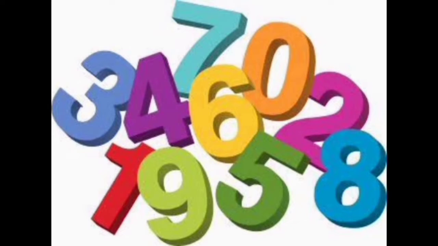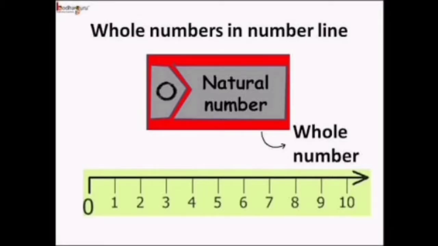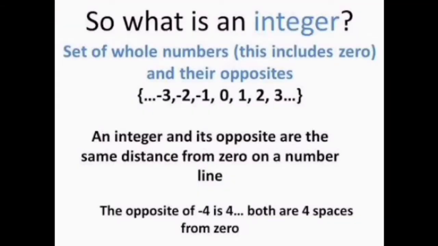We have seen what natural numbers are. Natural numbers are 1, 2, 3, 4 and whole numbers are 0, 1, 2, 3, 4, and so on. Integers include those numbers along with -1, -2, -3, -4, and so on.